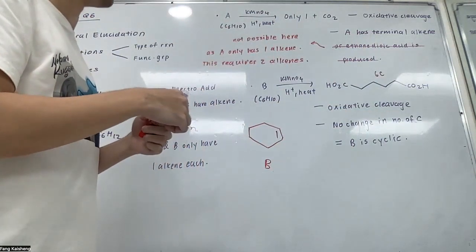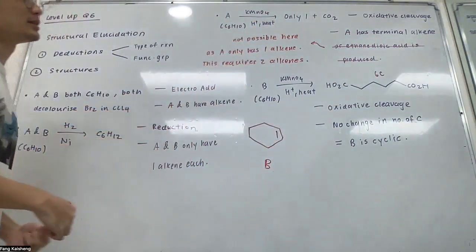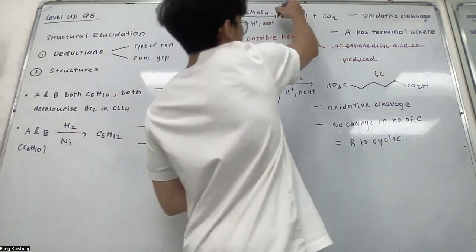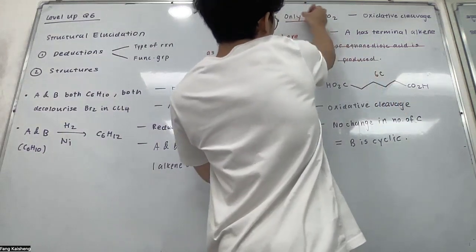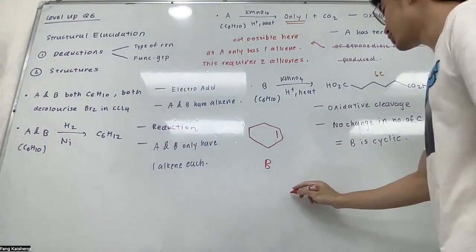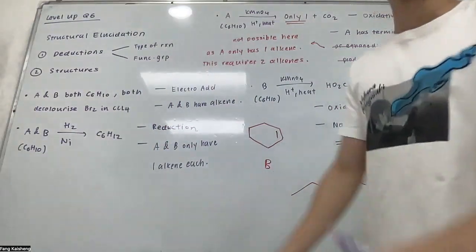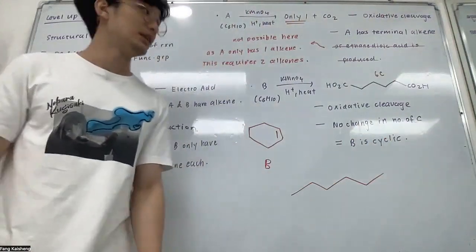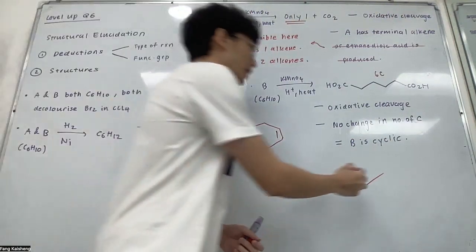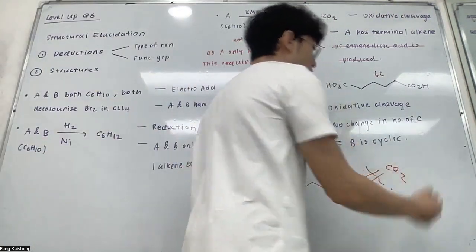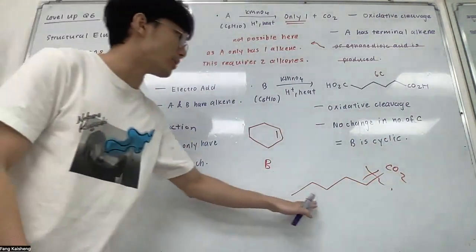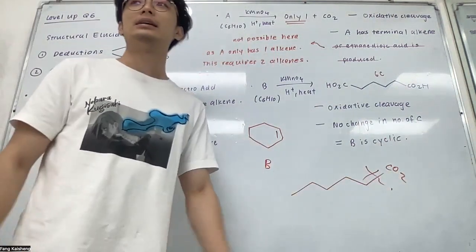But how do we draw the 6 carbons first? That's all we know for A, but 6 carbons has so many permutations. Remember, we need to look out for these two things: you have only one organic product from this, and the other one is carbon dioxide. If in doubt, just draw a straight chain first. 1, 2, 3, 4, 5, 6. What else do you need to add in? You cut this, you get carbon dioxide here. Good. Perfect, my organic product and carbon dioxide.